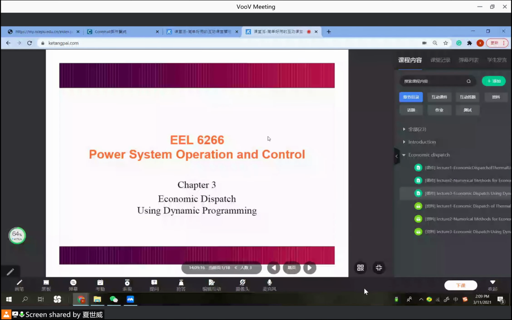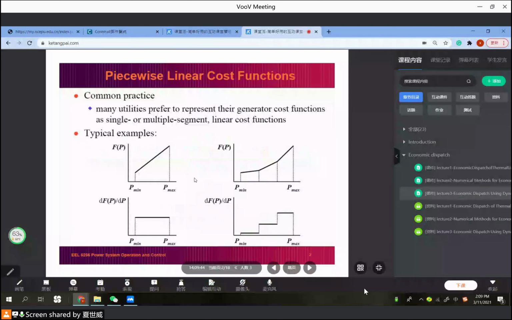So in today's class, we will learn the method called dynamic programming to solve economic dispatch. As I mentioned, the lambda iteration method, gradient-based methods, and Newton methods are all based on derivative calculation. However, for dynamic programming, we don't rely on the derivatives. So it's very useful for some special economic dispatch problems. Let me have a look.